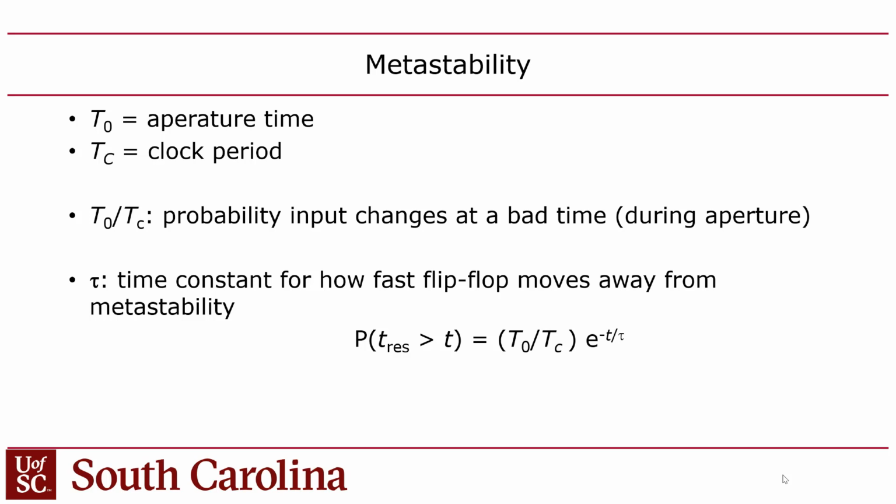So the question then is, if you multiply the probability of getting into the metastable mode times the probability that you'll be out of it by the next clock period, you get this. It's basically t sub 0 over t sub c times e to the negative t over tau. Now, t sub 0 is the aperture time, basically setup plus hold time. That's technology dependent, as is tau. Tau is a characteristic of the circuit that determines how long it's metastable for. So you're always going to be given these two numbers, and t sub c is the clock period. You plug that in, right?